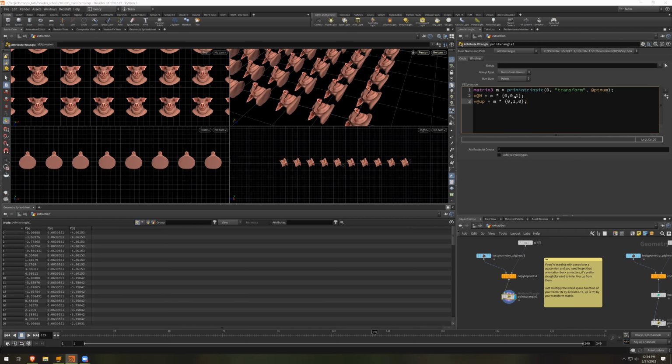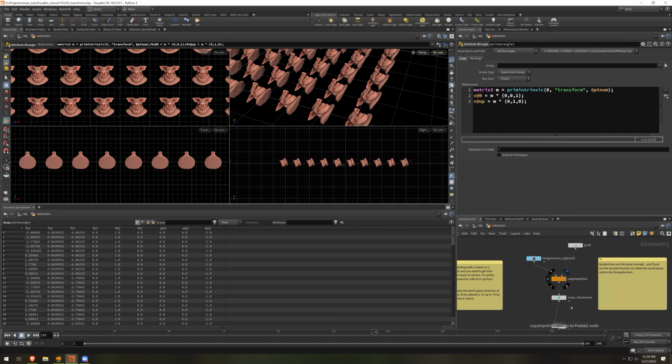If I do that and then look at the spreadsheet, you can see that n is equal to positive y, which is correct. All these pigs are facing positive y, and the top of the pig's head is pointing towards negative z. So it's extracting the right values, and we could use this n and up to do velocity setups for a sim, or if we just need to like orient other things to match this, now we have that data ready to go.